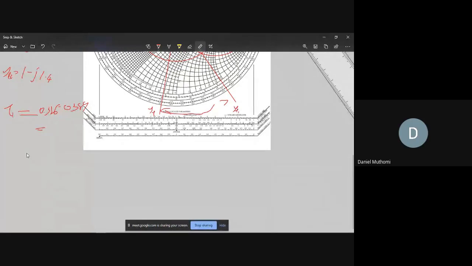Sorry to interrupt you. There's a question. Situna is asking, should you do towards the load or towards the generator, which is recommended?